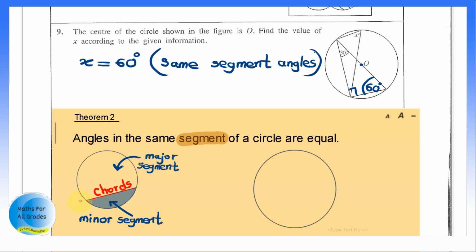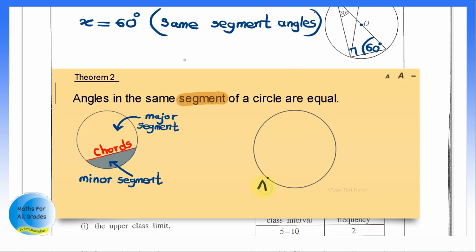And another word you should know is an arc. Let's name this chord AB. Now this curved line of the circumference is called the AB minor arc and this curved line is called the AB major arc. Okay, with that in mind, let's hear the theorem again. Angles in the same segment of a circle are equal.